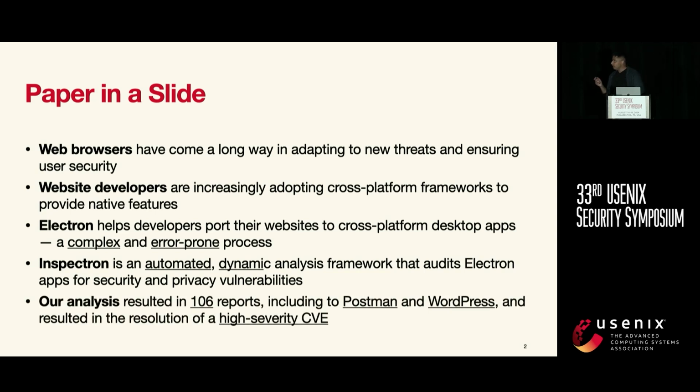Using Inspectron, we essentially managed to send 106 bug reports. 2 of these were to the frameworks themselves. And the apps that received this included some popular apps like Postman, which is a developer RESTful API testing app, and WordPress, which is used to make websites and stuff. One of those was also a high severity CVE that luckily has been patched since.